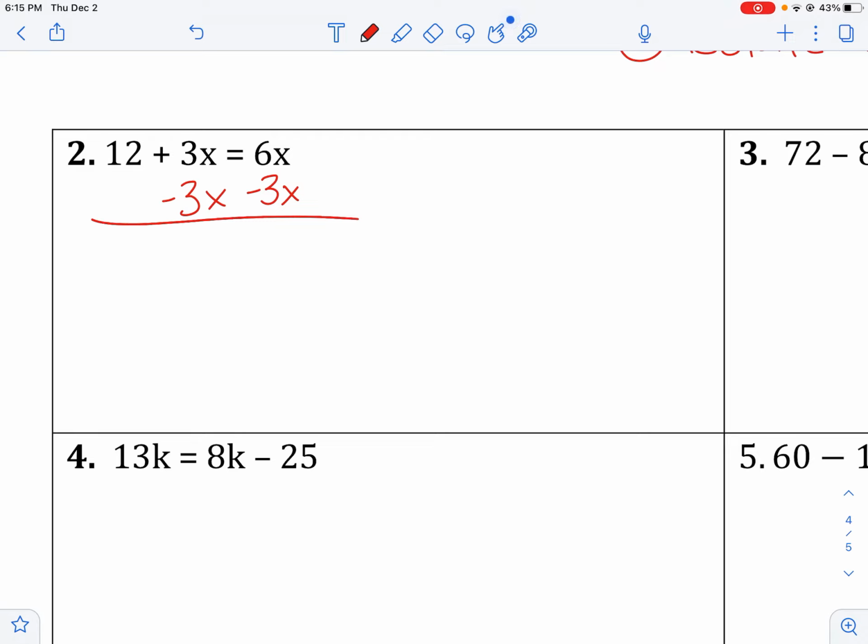So now these are going to go away, and I've got 12 equals 6 minus 3 is 3x. And then I see multiplying, so I'm going to do my inverse operation, my opposite operation. I'll divide by 3, and x would be 12 divided by 3, which is 4.